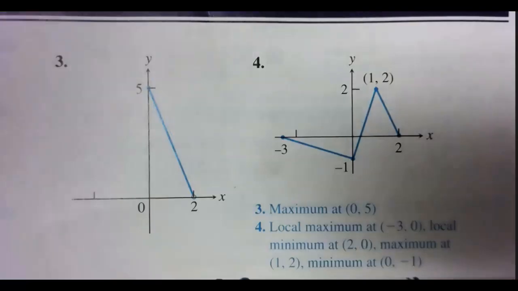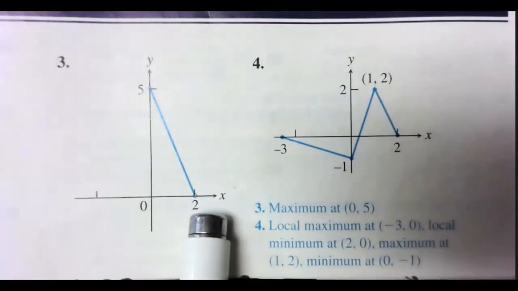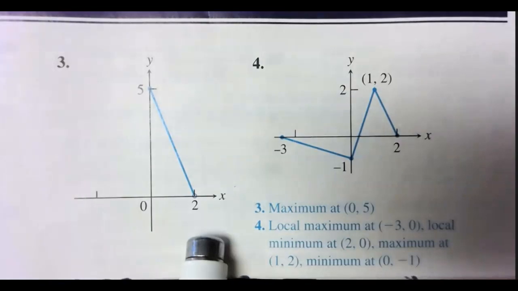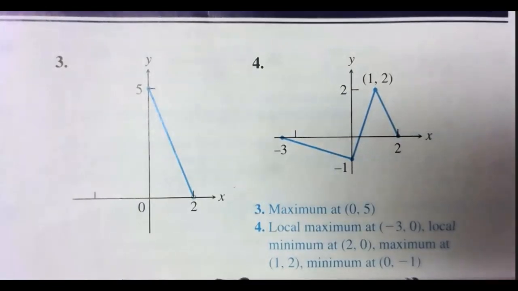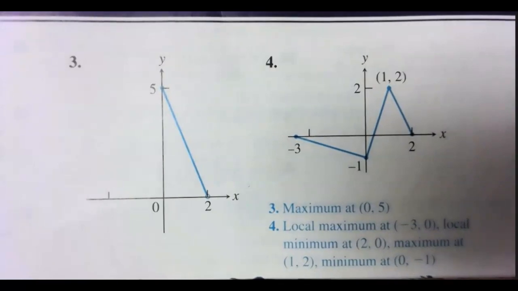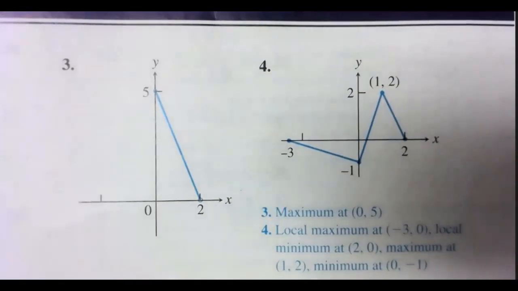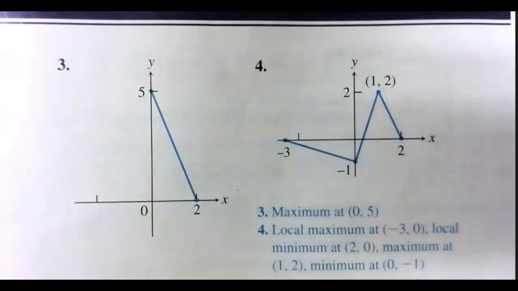So in 3, again, this is not a closed interval because it is open at 2. Since it's open at 2, we are not guaranteed a max or a min. However, looking at this, I can see at 5 on Y, it is the highest point in that relative area. Therefore, I have a max at (0, 5).